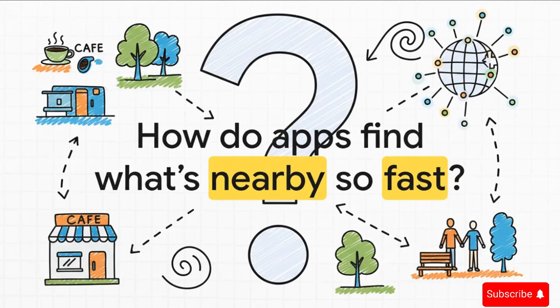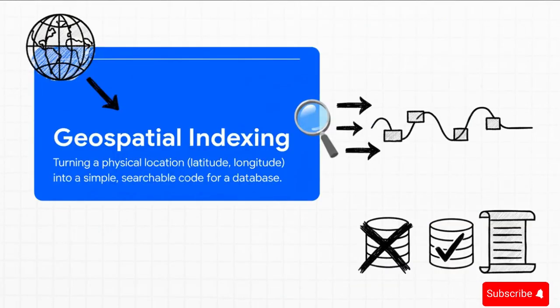You open an app, you tap the nearby button, and boom, instantly it shows you cafes, parks, whatever you're looking for. How on earth does it search through billions of possible locations across the entire globe in just a fraction of a second? Well, the answer is a very clever trick for giving every single spot on Earth its own little digital address. And that trick, that whole field, is called geospatial indexing.